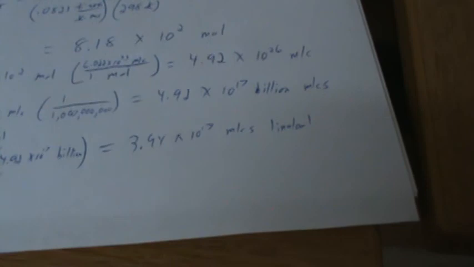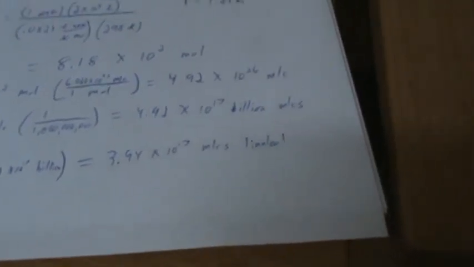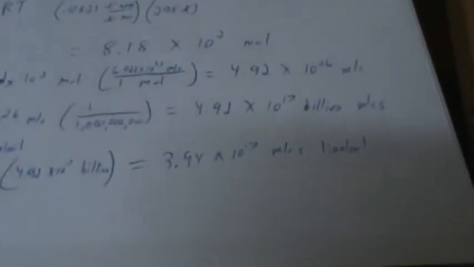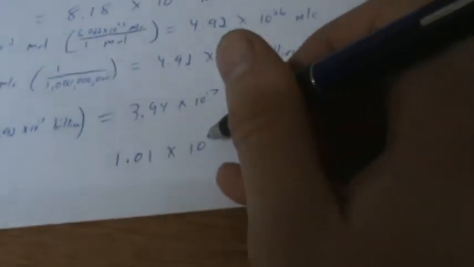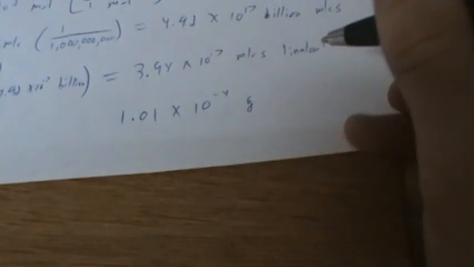Alright. Now all we need to do, the last step, is go from molecules to grams. And I'm going to leave you to do that and just tell you that after I did, I got 1.01 times 10 to the negative 4 grams of linalool, or C10H18O.